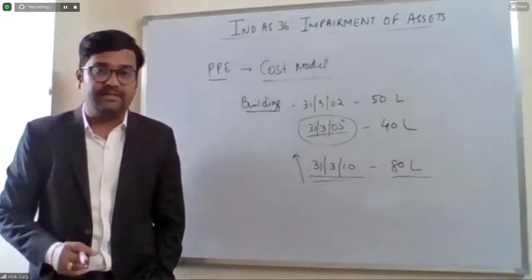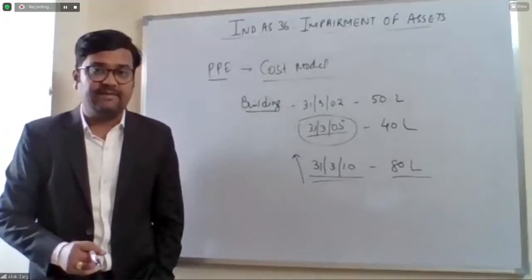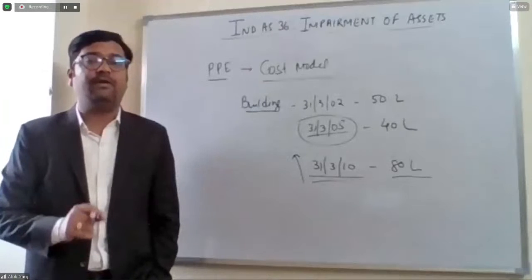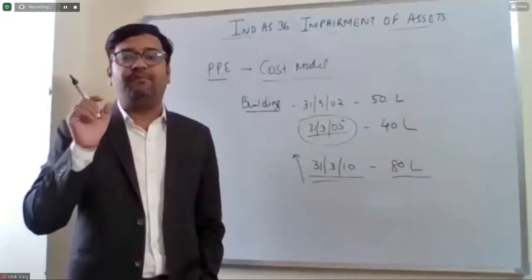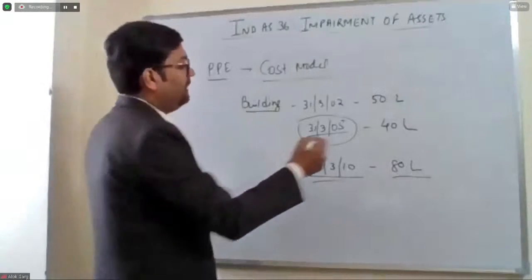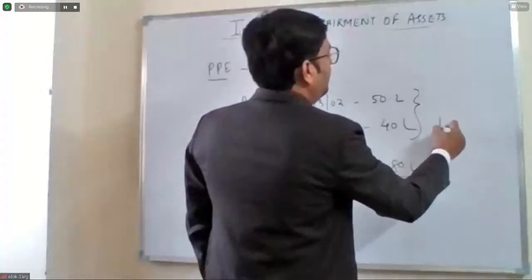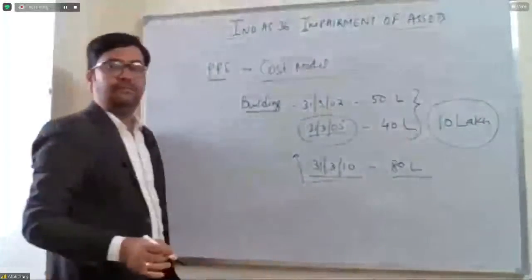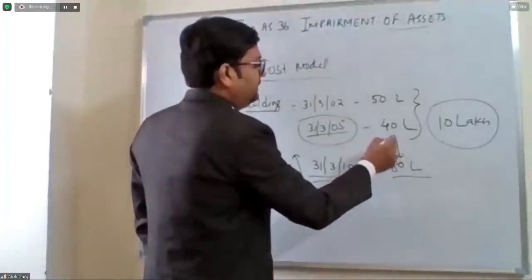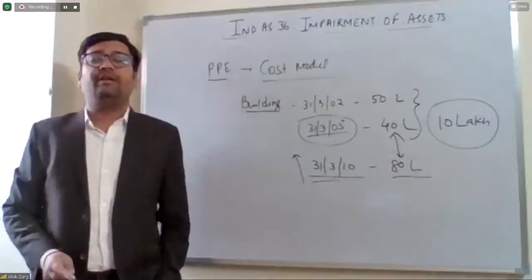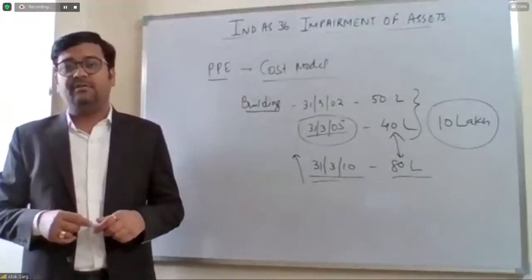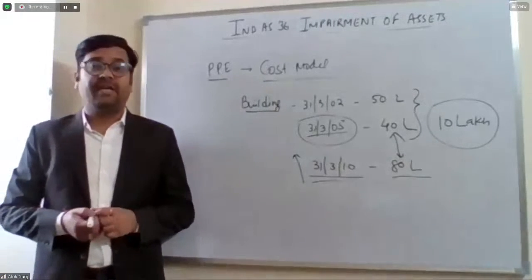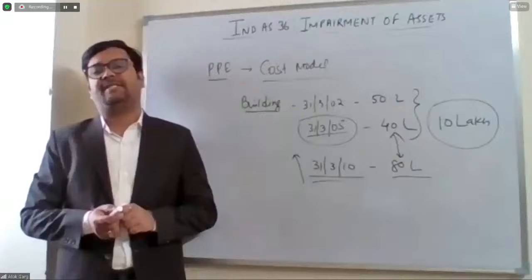Now my question is, is reversal of impairment loss allowed? How much impairment loss has been recorded till now? 10 lakh rupees of impairment loss has been recorded so far. Now this 40 will become 80 lakh. So first question, whether reversal of impairment is allowed. Second question, if yes, to what extent?